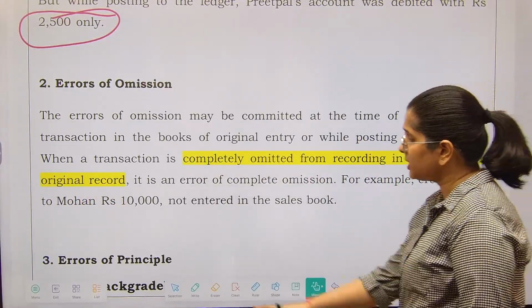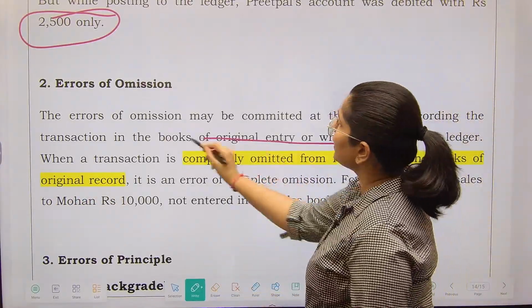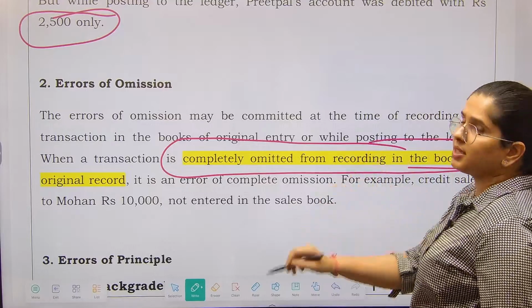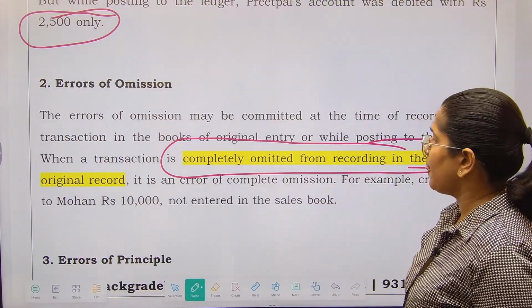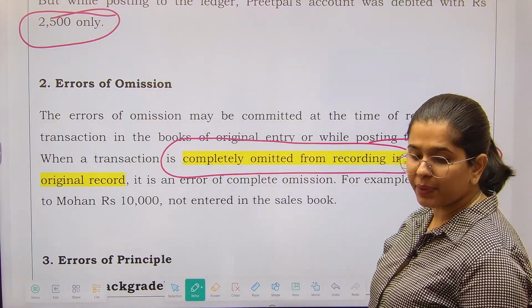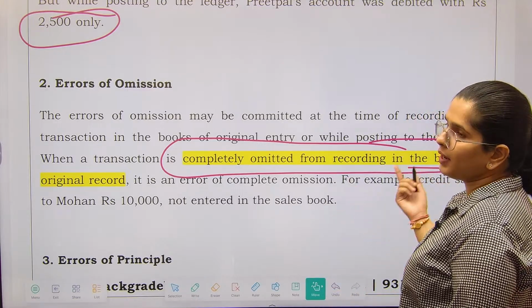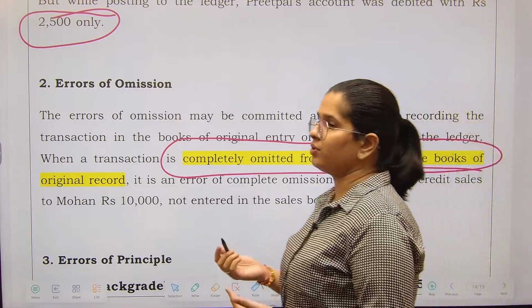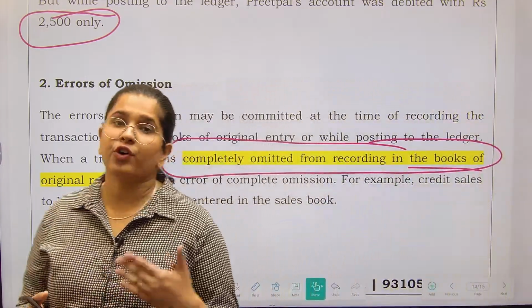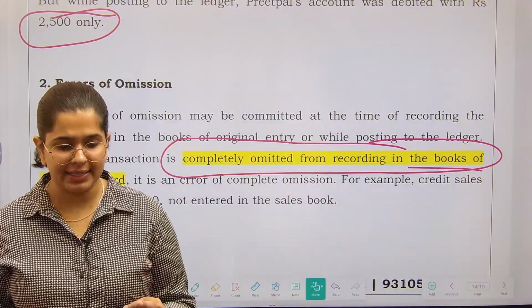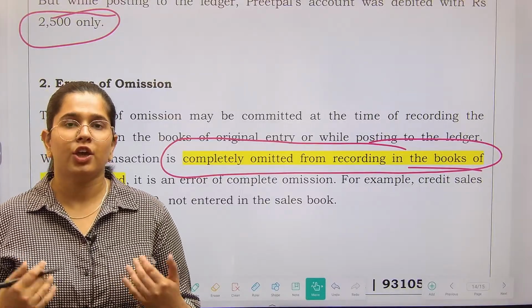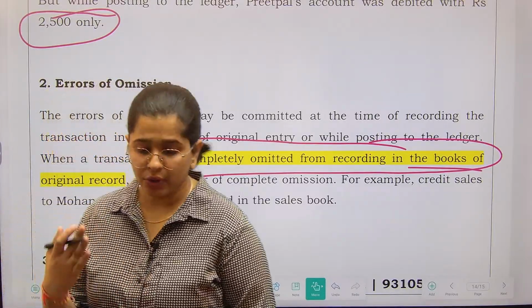Then we have the errors of omission. Errors of omission means you have completely forgotten to record this particular transaction, right? So it is an error of complete omission. Okay. For example, you have made a sale of 10,000 to Mohan, but you have forgotten to record it. So that is the error of omission. You have omitted to record it.